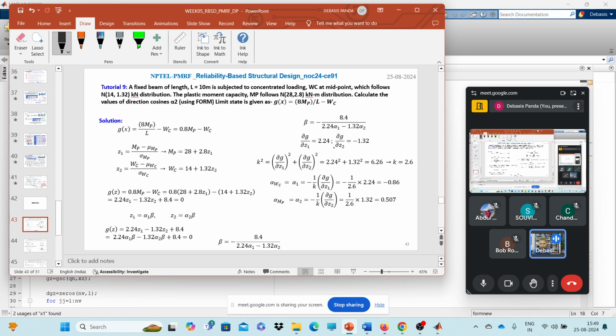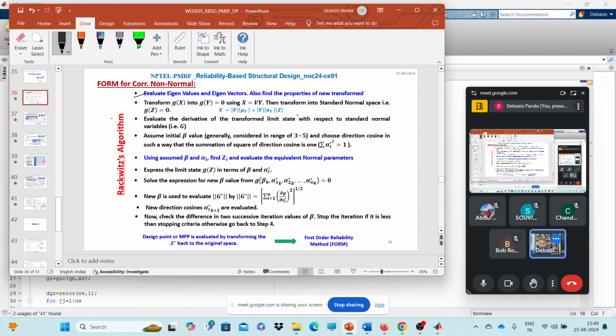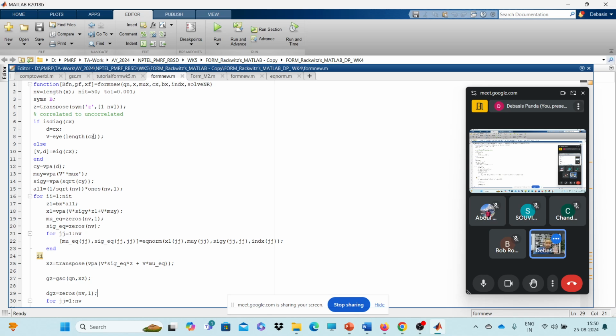So first we have done the eigenanalysis, and then we transform it. Now think of a case where correlation is not there. That code will directly pass Cy, that means x1 is directly converted to z1, so x1 will be equal to sigma into z1 plus mu x1, that simple formula.